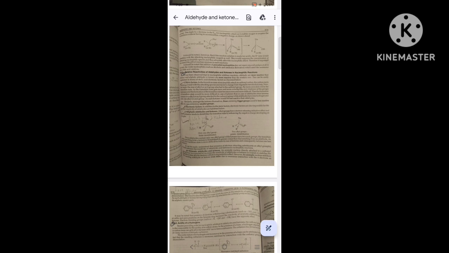Thus the formation of the transition state would be more difficult in the case of ketone than in the case of aldehyde, since ketone contains two alkyl or aryl groups attached to the carbonyl group, while aldehyde has one hydrogen and only one alkyl or aryl group. As such, ketone would be less reactive than aldehyde. Electronic factor: in addition to steric factor, electronic factors are also responsible for the greater reactivity of aldehyde.